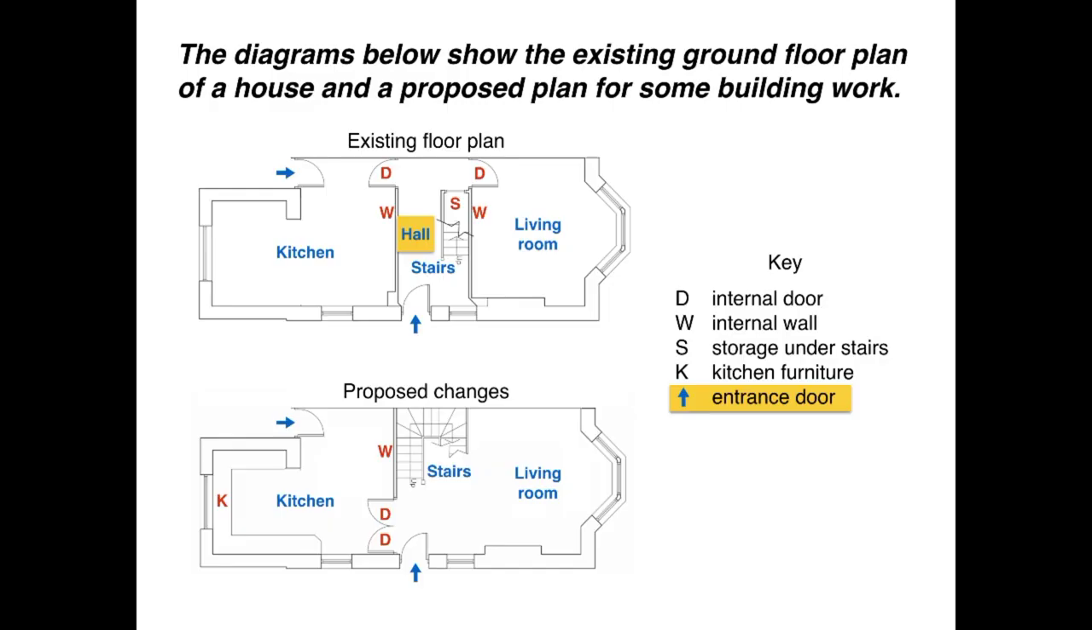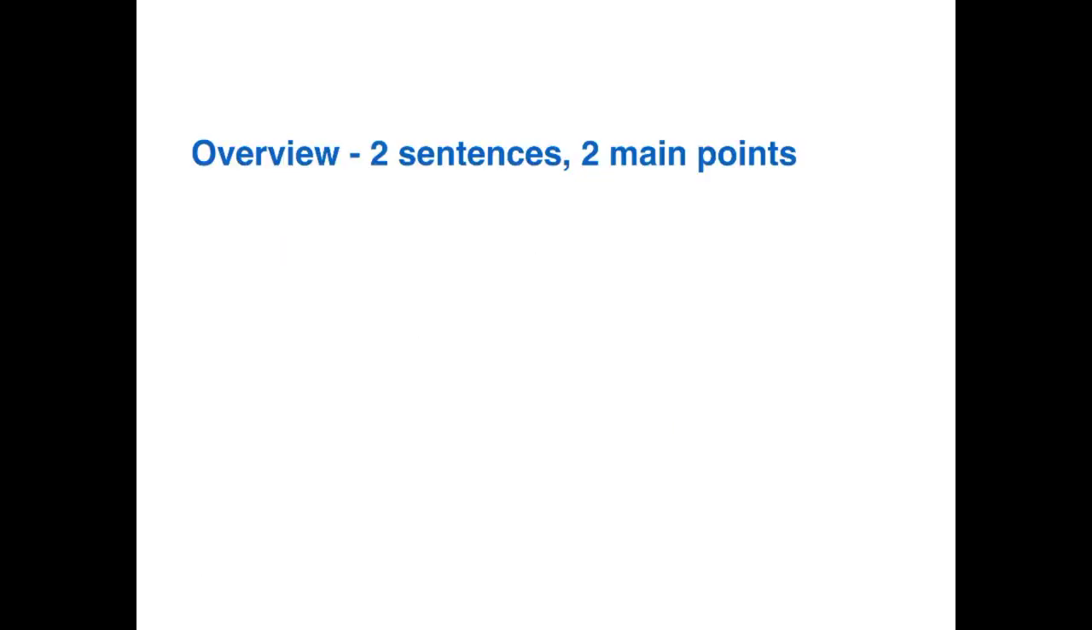I might also include the external walls as well. The interesting thing about that is that they are things that don't change. One tip for your overview for this type of diagram, you might choose one main thing that changes and one main thing that doesn't change. So I've seen that the entrance doors stay the same, and I could add the external walls maybe to that as well. So here's my overview anyway.